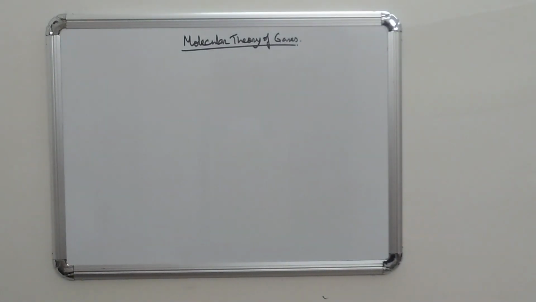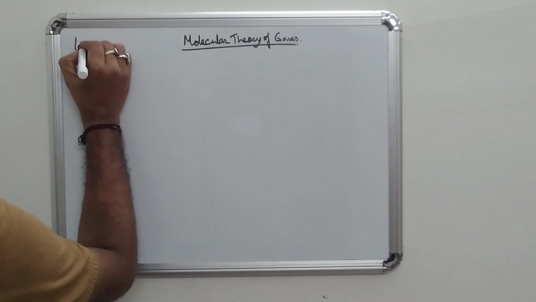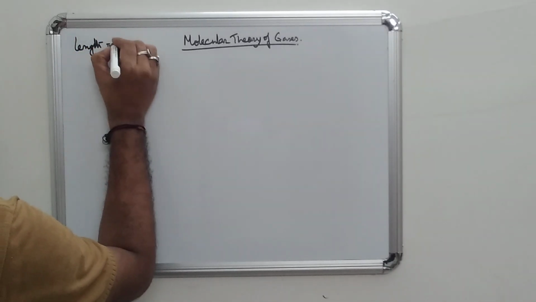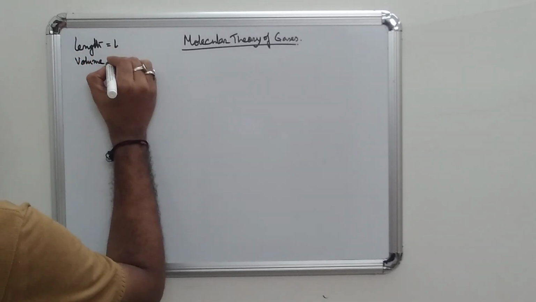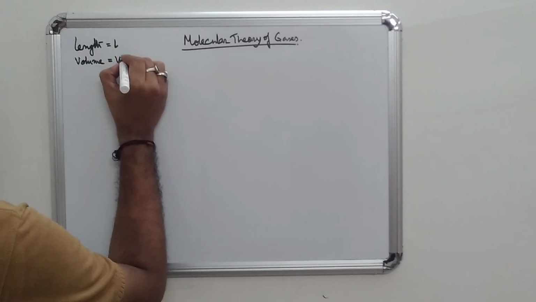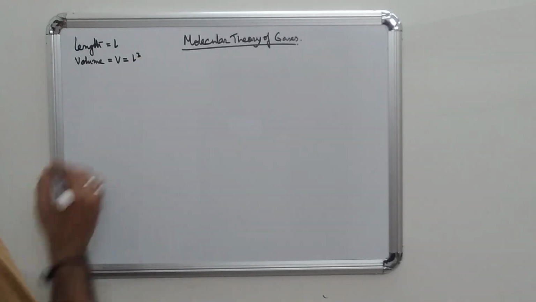From the molecular theory of gases, we will determine the pressure equation in terms of the number of molecules, their masses, and root mean square velocity. Suppose a certain amount of gas is contained in a cubical container whose side length is small l. Thus, the volume of the container, that is the volume of the gas, capital V, will be equal to L cube.